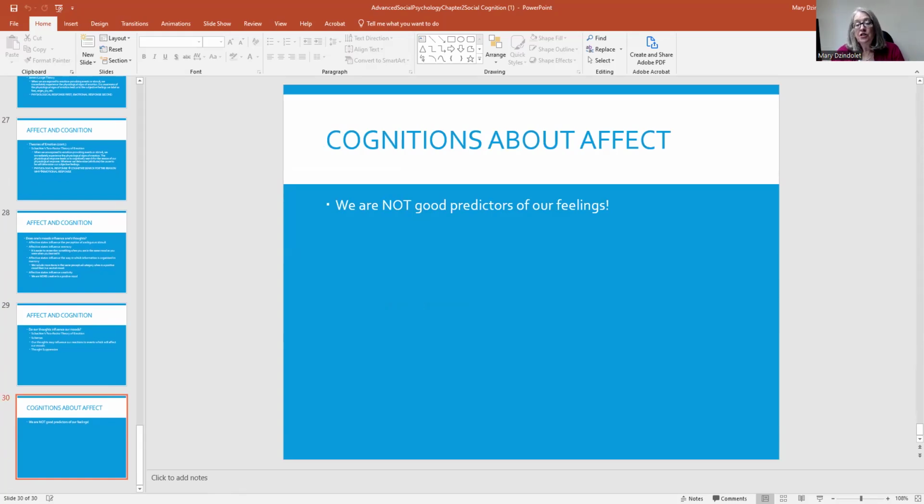So now we're going to talk about how our thoughts affect our feelings. And I think your textbook does a fantastic job talking about this at length and really bringing home the point, talking about all kinds of cool stuff about how we are terrible predictors of our future feelings.